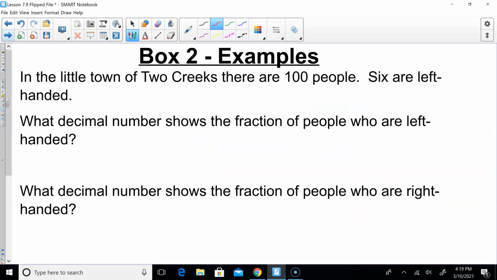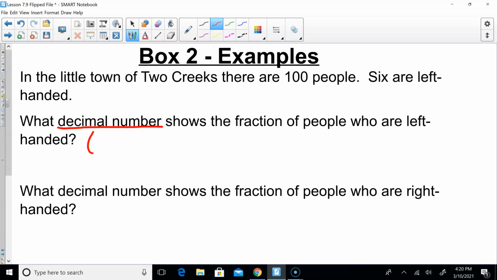There we go. In the little town of Two Creeks, there are 100 people. 6 are left-handed. All right, good to know. What decimal number shows the fraction of people who are left-handed? It says 6 are left-handed. There are 100 people. So what does that mean as a decimal number?